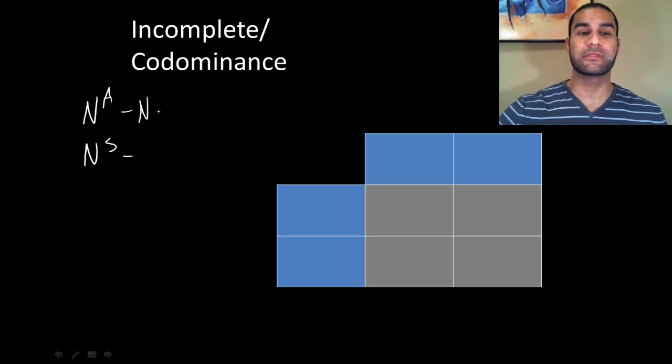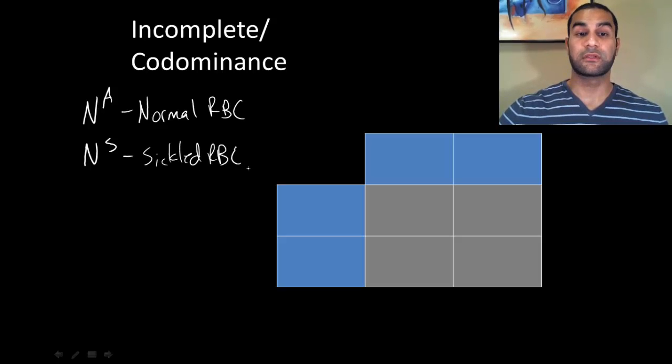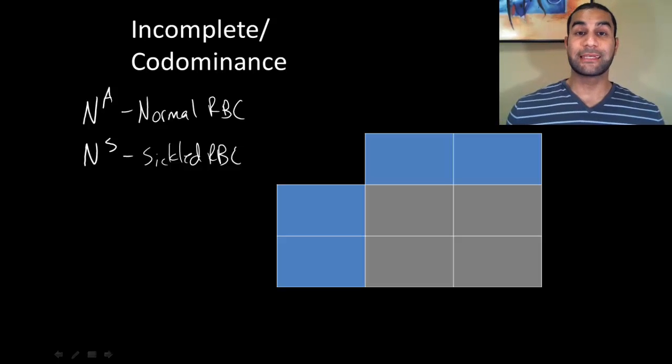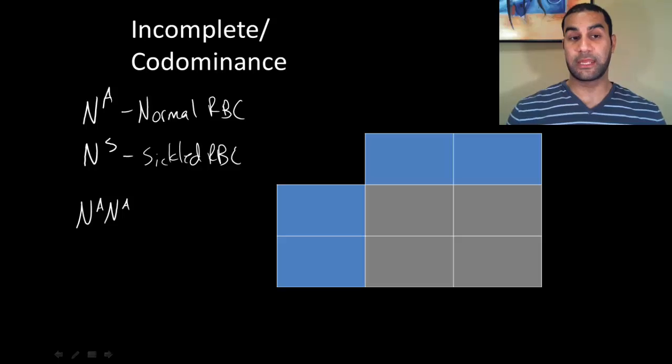So the N^A represents normal red blood cells. I'm just going to write RBCs here. And the N^S represents your sickled RBCs. And sickled are the ones that are irregularly shaped that can cause problems. Now, most of the human population is homozygous N^A. That means most of the human population has 2 dominant N^As, which means 100% of our red blood cells are normal. But there are certain groups of the population that are either heterozygous for this trait, 1 dominant N^A with 1 dominant N^S, or homozygous N^S in this case, meaning 100% of their blood cells are sickle shaped.